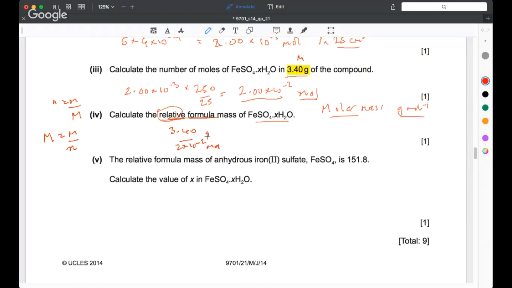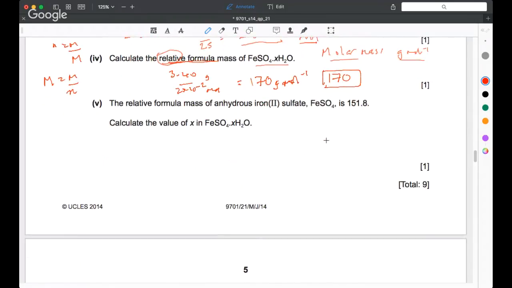moles, and that's in grams, isn't it? And that's going to give us an answer of 170 grams per mole. You can see grams per mole in that calculation there. Excuse my writing, grams per mole. But we want not the molar mass, but the relative formula mass, and that's numerically the same without the units. And so the answer to that is that the relative formula mass is 170.